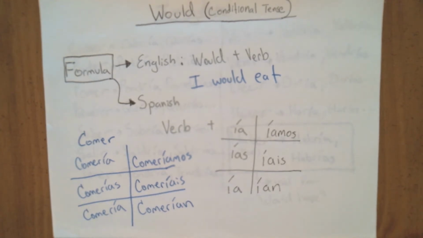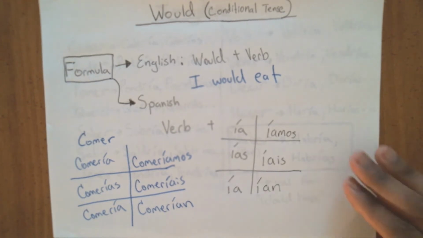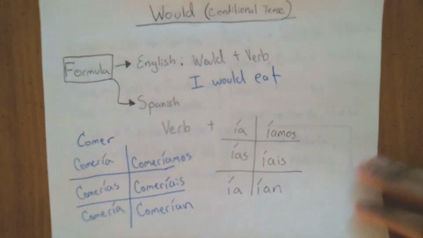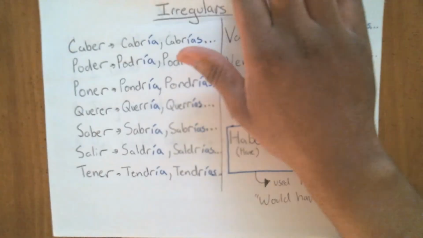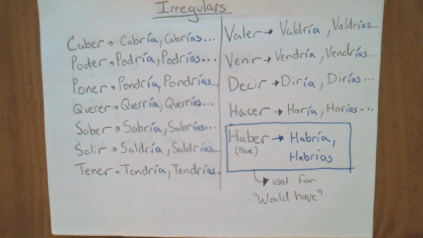Well, as with most conjugations in Spanish, you do have your irregulars. And so here is a list of irregular verbs that when you put them in the would form, or otherwise known as the conditional tense, that's something very important to know. When you put a verb in the would form, that is the same thing as calling it a conditional tense verb. So would and conditional pretty much mean the same thing.